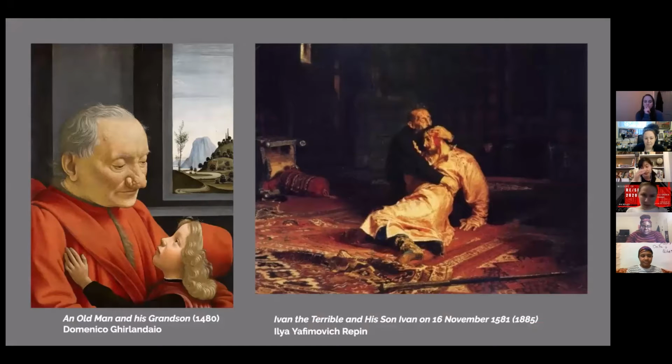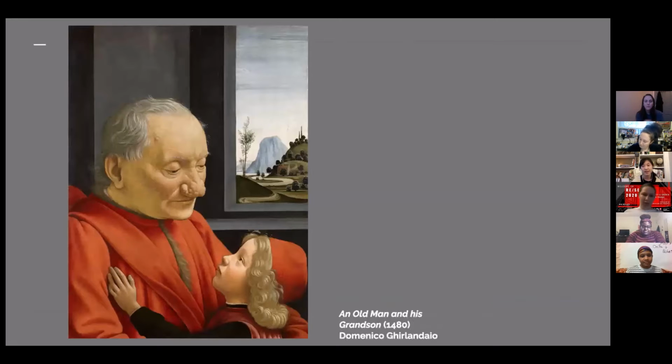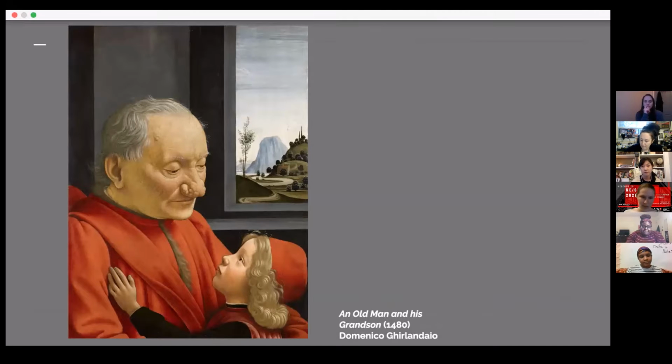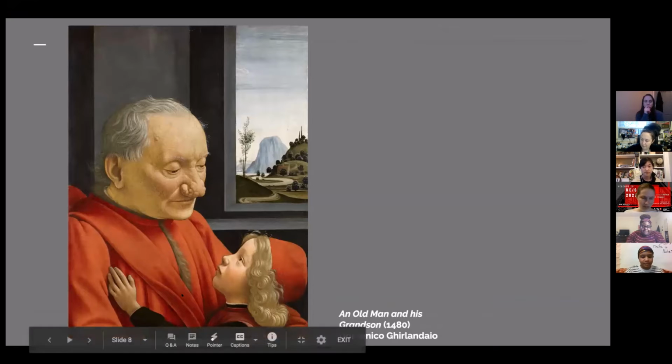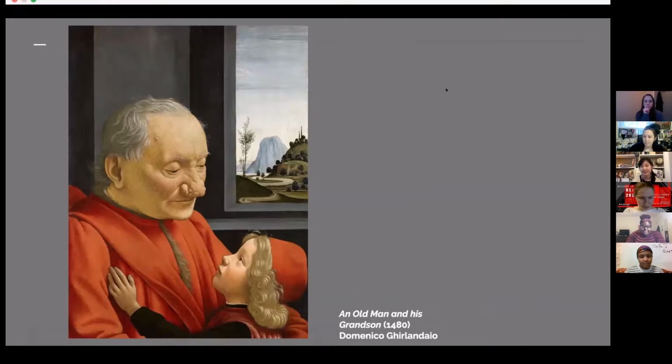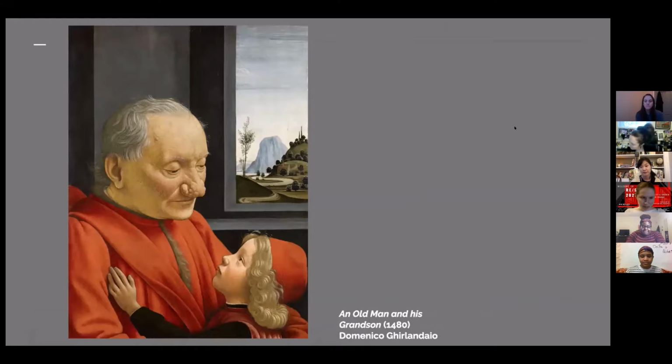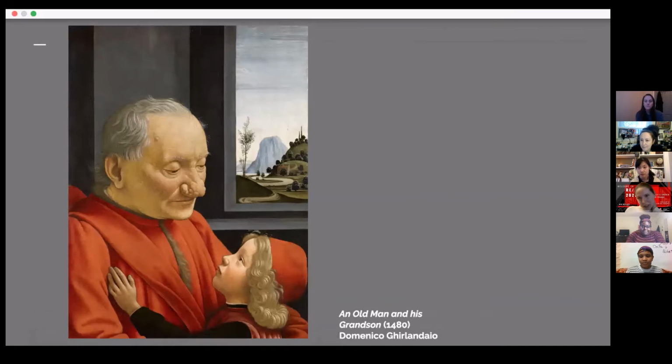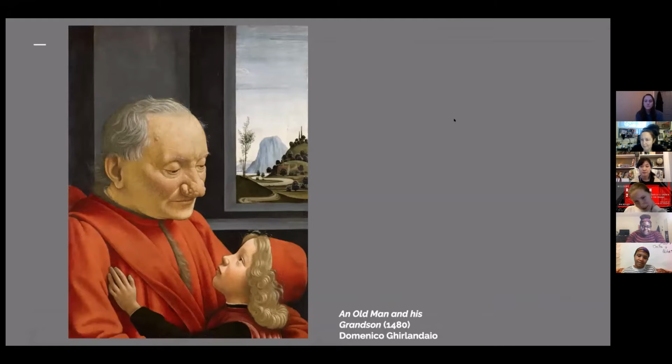And next is a painting about family love. Looking at this painting, what do you see? Sorry, I can't see the chat, but can anyone give me an answer? It looks like some love between the grandson and his grandfather. Yeah. What other things can you see? They're looking into each other's eyes a lot. Yeah, they have eye contact.